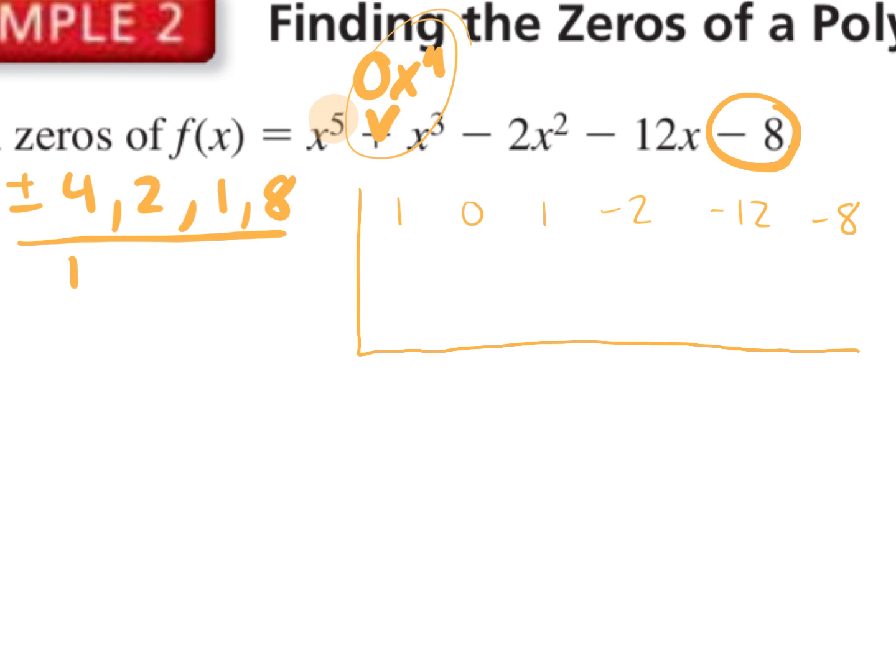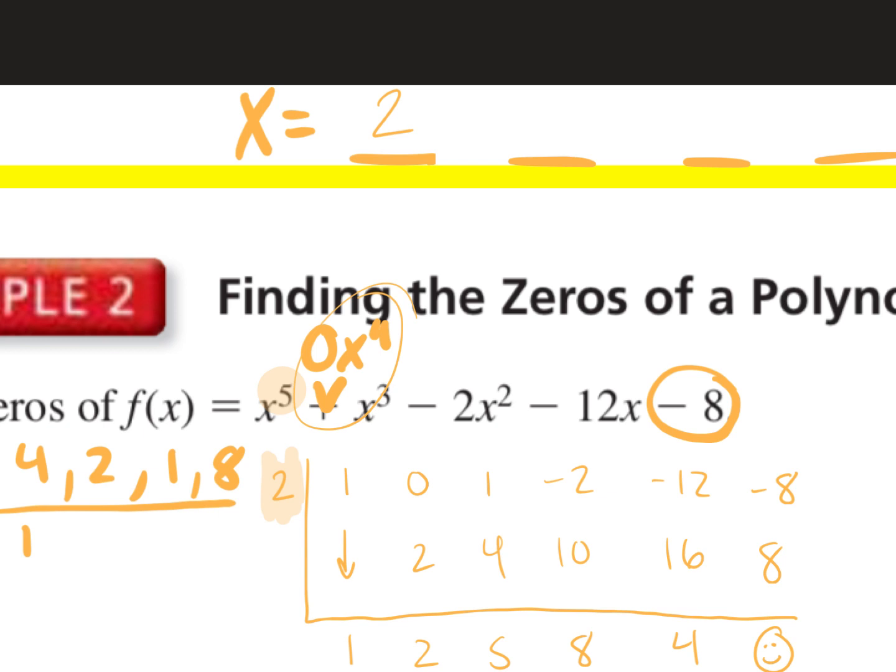Okay, what number do you want to try first? Sure, let's test 2. So we drop down the 1, multiply, add, multiply, add, multiply, add, multiply. We get 4, multiply. What's -8 plus 8? 0. So if my remainder is 0, what does that mean? That it works. So one of my answers is 2.